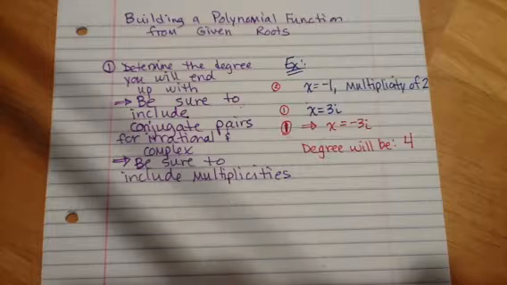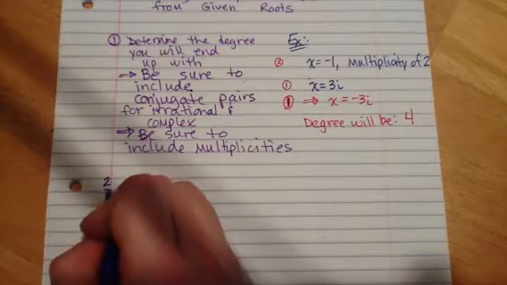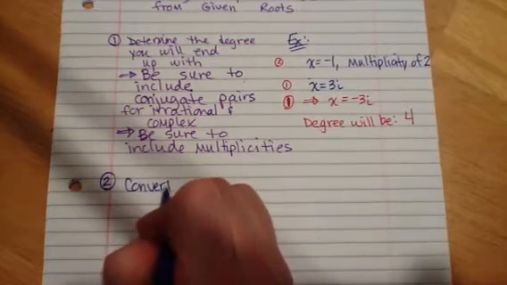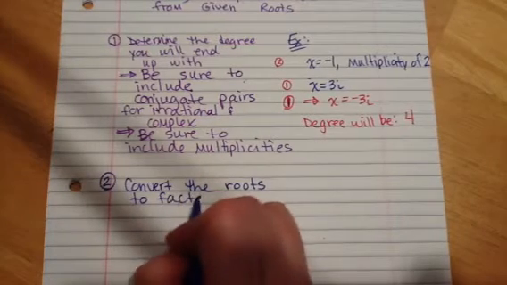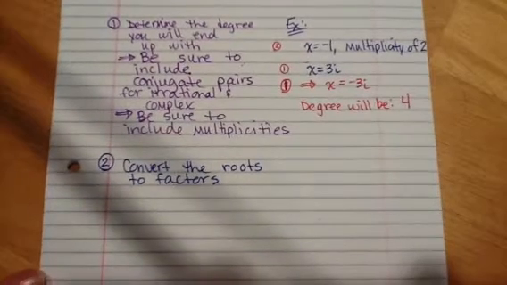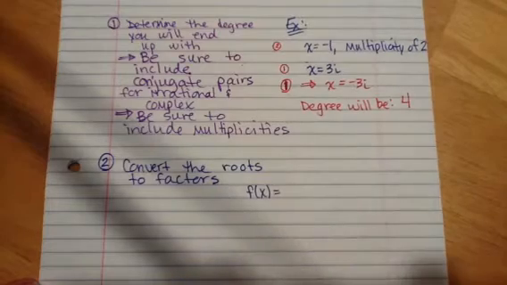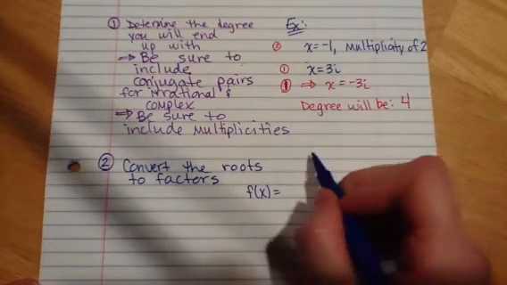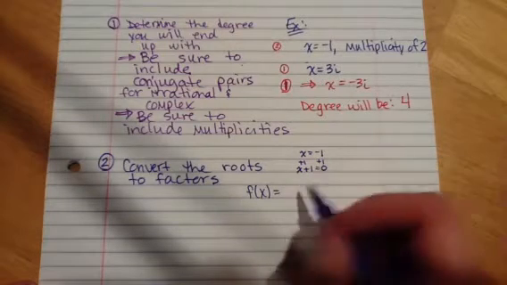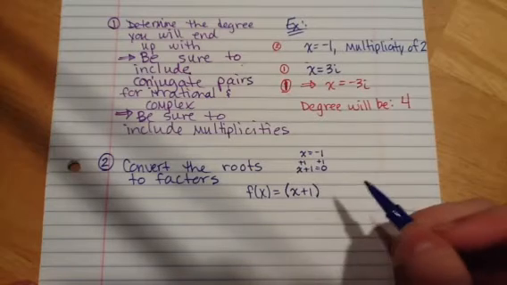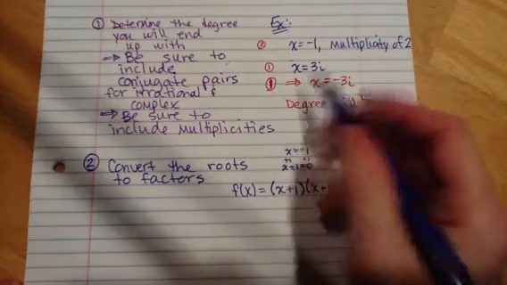After we have counted up how many degrees we're going to have, how many factors we're going to have, the next thing that I am going to do is convert the roots to factors. And then I'm going to write out my function in its factored form. So I'll start with f of x equals. Now the root of x equals -1, I add that 1 over, so I get x plus 1 equals 0. So that gives me x plus 1, and since that's there twice, I'll have x plus 1 listed 2 times.